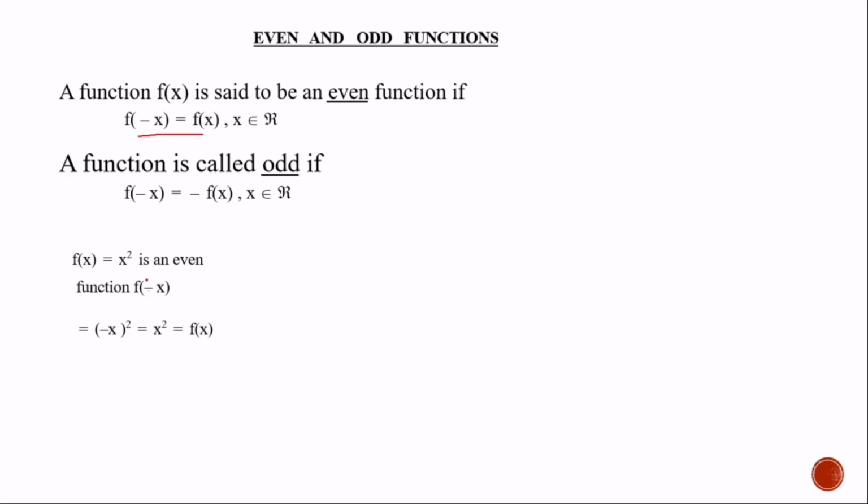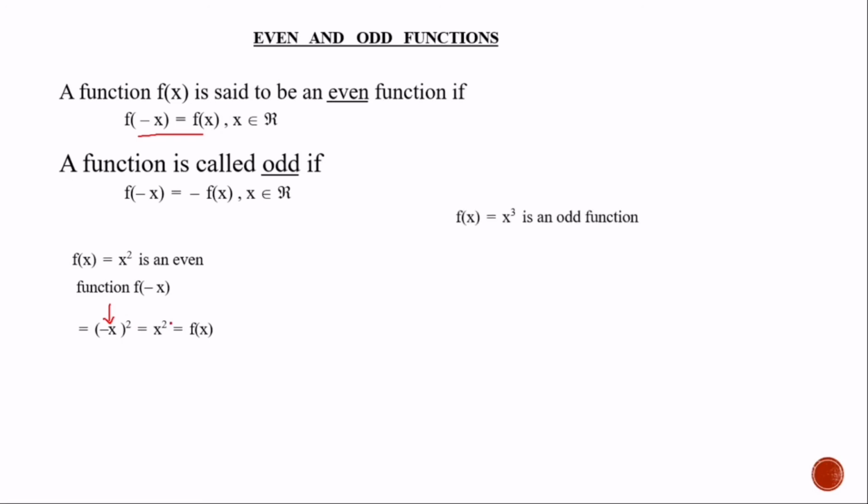We are doing substitution here. We substitute the function with negative x. That's what we did here. Then this is the same as this. Therefore, this function is an even function. We'll be doing more examples.